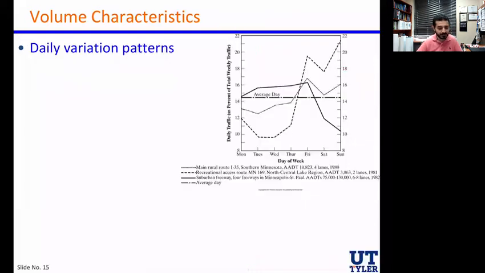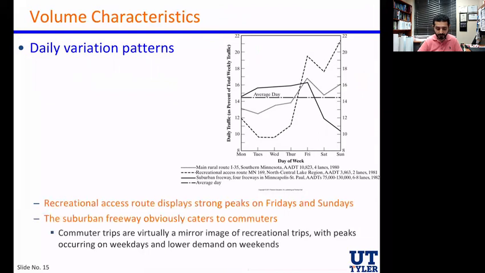Now let's talk about some daily variation patterns. Instead of variation within 24 hours, now we can see variation during weekdays and weekends. So what do we see here? We see Monday through Sunday, the full week, and then different types of roadways, from rural routes, like the first one here, the main rural route on I-35, which is this one right here.